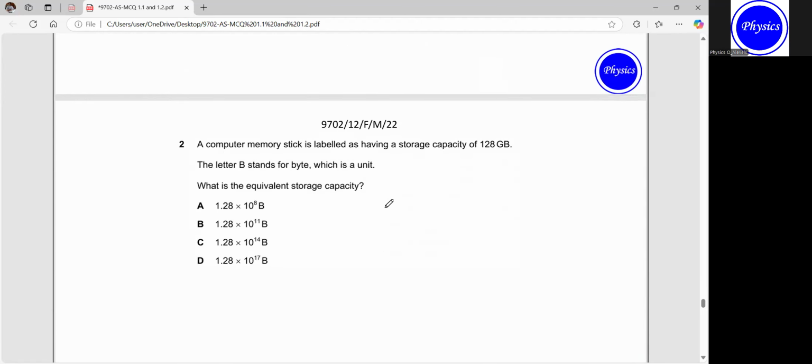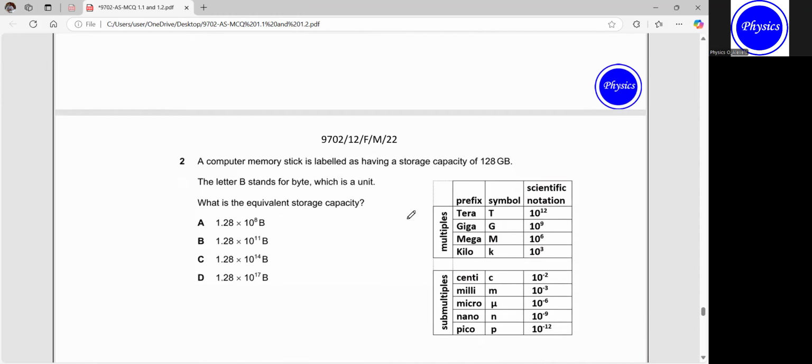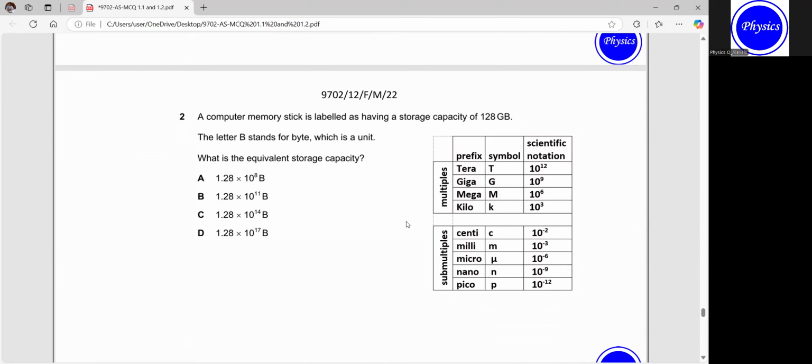A computer memory stick is labeled as having a storage capacity of 128 gigabytes. The letter B stands for byte, which is a unit. What is the equivalent storage capacity? Okay, so use this table. Gigabyte is 10 to the power of 9 bytes. So here 128 times 10 to the power of 9 bytes. This is not in scientific form. If you write it in scientific form, it's going to be 1.28 times 10 to the power of 11 bytes. So option B is the right answer.